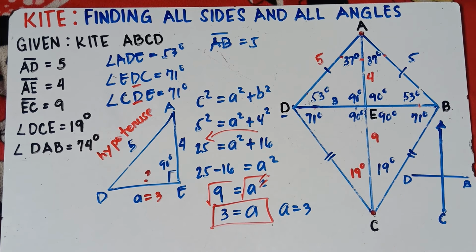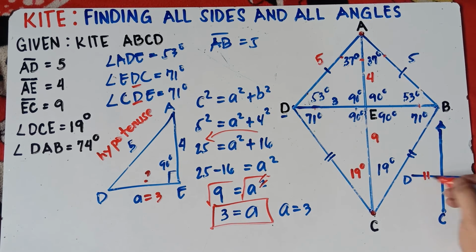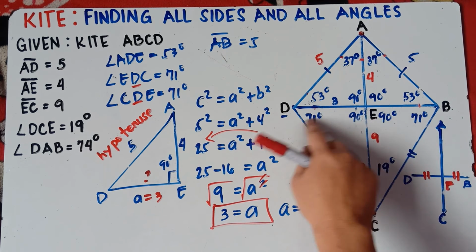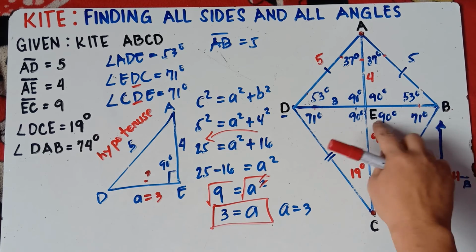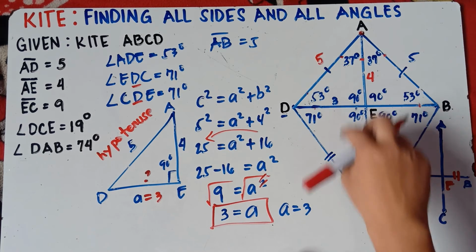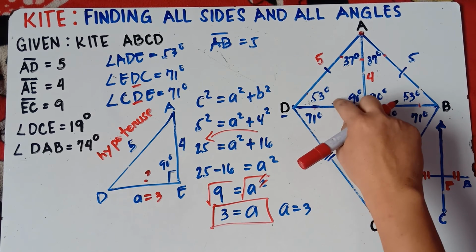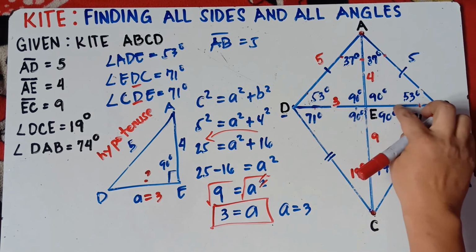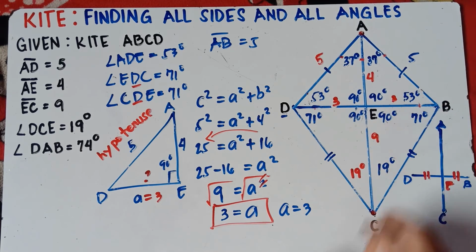What do you mean by that, sir? The longer diagonal cuts this minor diagonal into 2 equal parts. So therefore, if we have E, this line segment DE is congruent to line segment BE. I hope you understand that one, class. If you understand that one, very good. So if this is 3 for DE, therefore BE is also 3. I will just write it in red, class, for you to see. This is 3. Therefore BE is also 3.